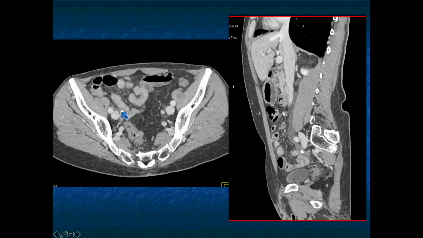And at times when I'm uncertain if something really is in the ureter or it's maybe just a calcified node, sagittal views work very nicely. Here you see the ureter, you follow the ureter downward, and here's the stone.